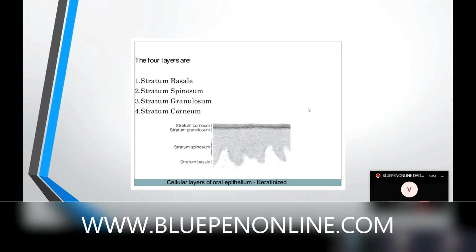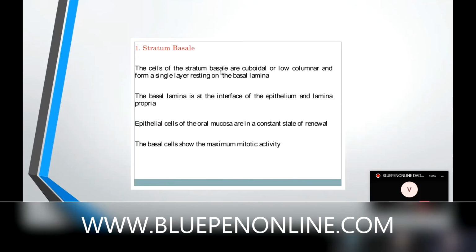Okay. So coming to stratum basale, the cells of the stratum basale are cuboidal or low columnar and form a single layer resting on the basal lamina. The basal lamina is at the interface of the epithelium and the lamina propria, correct? Epithelial cells of the oral mucosa are in a constant state of renewal.